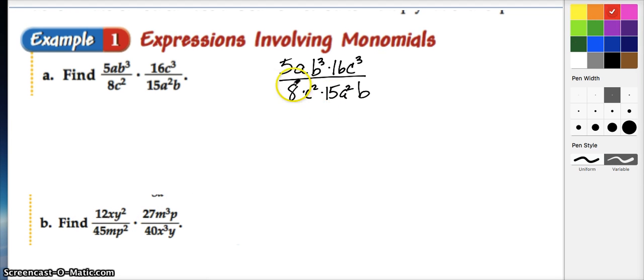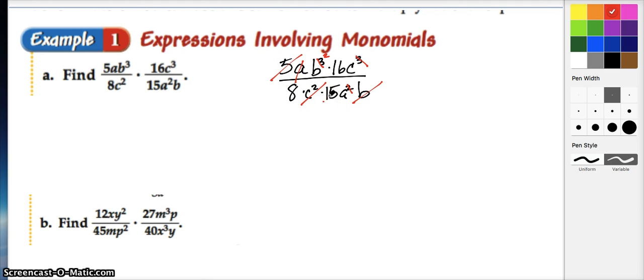All right, so I have an a up here and an a squared down here, which leaves one a. I have a c squared down here and a c cubed up here, which leaves one c up here. I have a b here and a b up here. Let me cancel those guys out. Oh, that's not a b, that's a 16. That's what happens when your handwriting's terrible. Let's try it again. I've got a b down here and three b's up here, so that's going to become b squared.